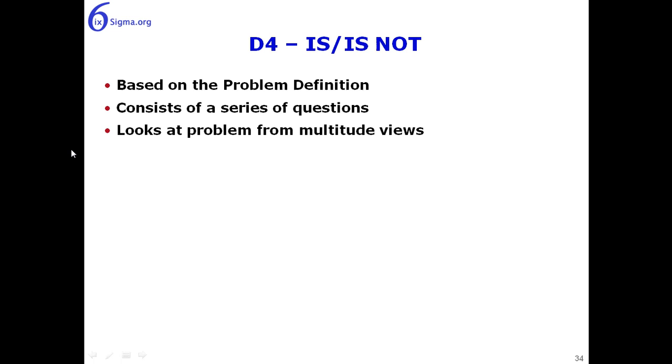Now, we've seen a piece of this before. It's based on the problem definition in D2. It does consist of a series of questions, and it looks at problems from a multitude of views. And so let's cover an example.